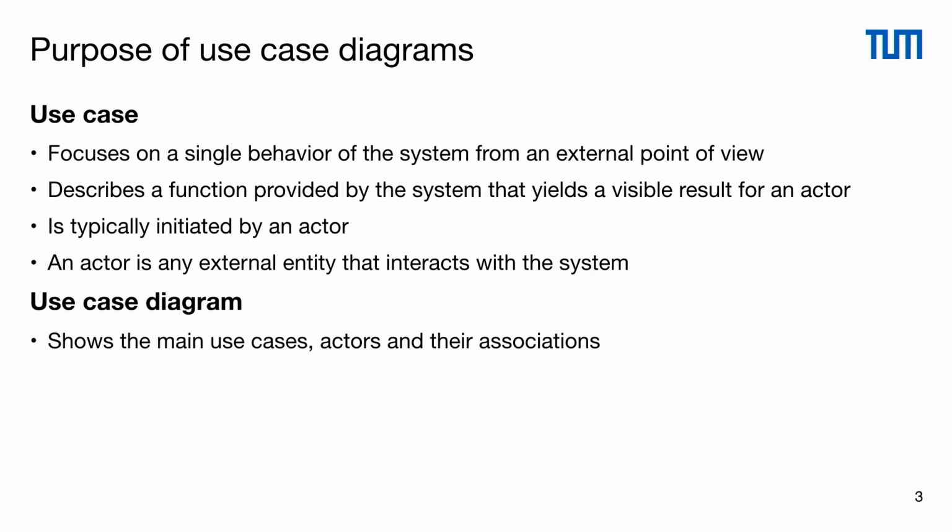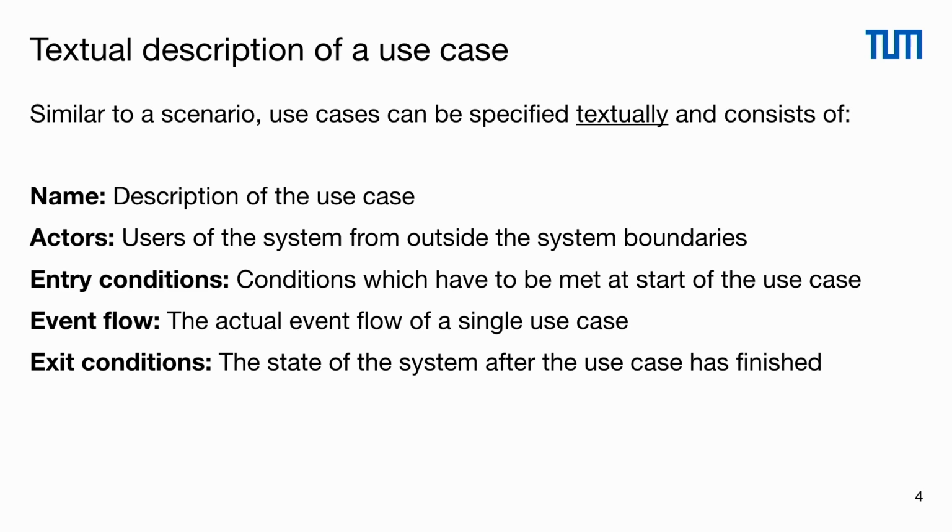The so-called use case diagram combines multiple use cases, actors, and the associations in one single diagram. In this unit, we will focus on the graphical UML notation of use cases. However, there is also a textual representation of use cases. The textual representation consists of different elements similar to the graphical notations. We have the use case name, the actors of the system, entry conditions, the flow of events, as well as the exit conditions.